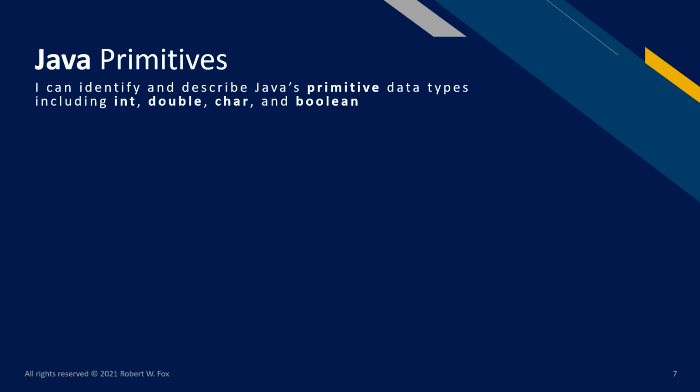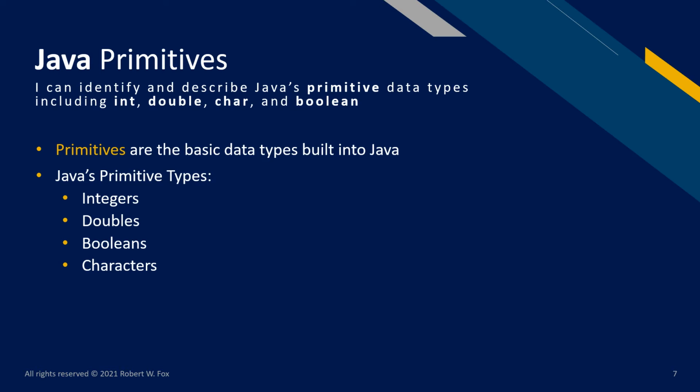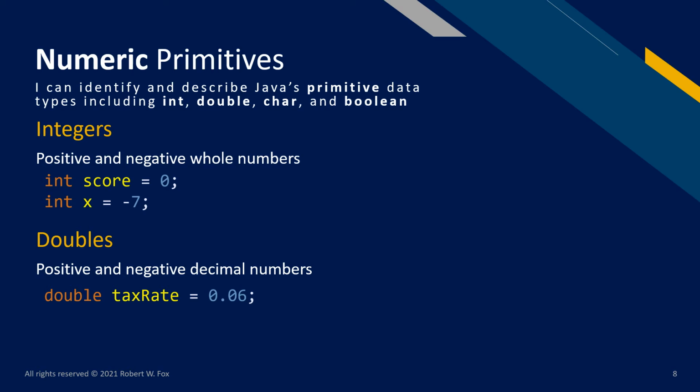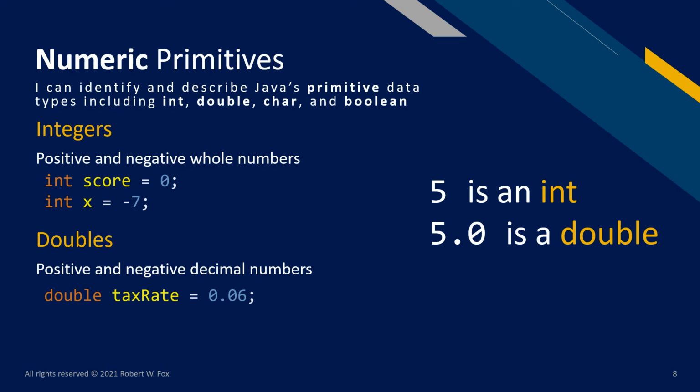Now that we know how to make a variable in Java, let's spend some time talking about the types of variables we can make. Specifically in this lesson, we're going to focus on the primitives, which are the basic data types built into Java. And the primitives include integers, doubles, booleans, and characters. Integers and doubles are Java's numeric types. Ints hold positive and negative whole numbers, while doubles can hold a decimal point. So it's important to realize that the number 5 is an int, but the number 5.0 is a double.